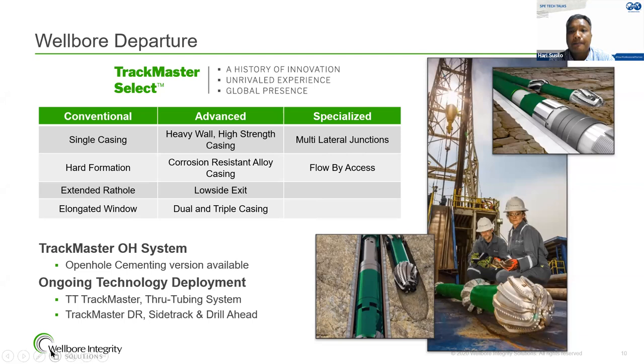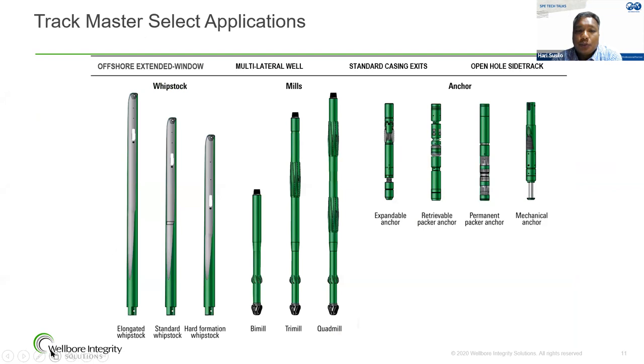We divide the whipstock into three types: short, standard, and the latest one, which is the elongated whipstock. This depends on the application and on what kind of dog leg the end user is planning to have. The shortest one consists of two milling assemblies, the bi-mill, which will give us the highest dog leg and shorter windows. The standard that we commonly use in Indonesia and all over the world consists of three milling assemblies.